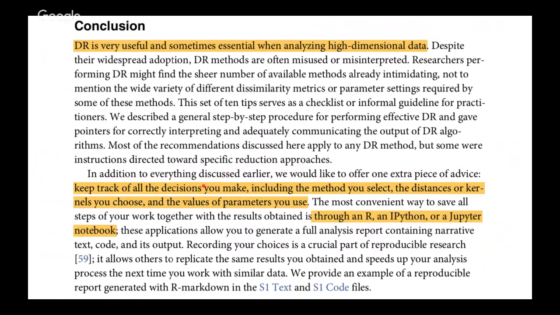One aspect that is useful for this, especially if you're working within a team of more than one data scientist, is to keep track of all the decisions you make, including the methods you select, the distances or kernels you use, and the values of parameters you use. And I would add here the different methods that you have tried, even if they haven't worked out very well. The most convenient way to save all the steps of your work together with the results obtained is through something like a notebook, like an R Markdown or a Jupyter notebook.